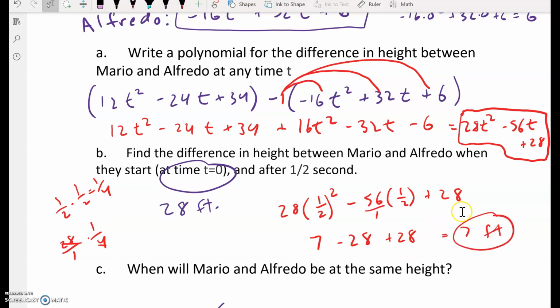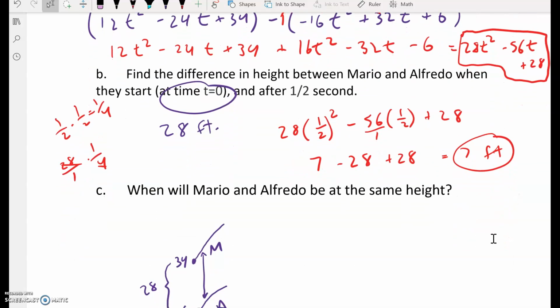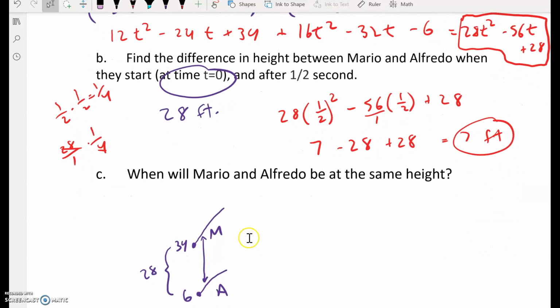So that means they're getting closer to each other. They were 28 feet apart at time 0. Half a second later, they're 7 feet apart. Okay, part C. When will Mario and Alfredo be the same height?